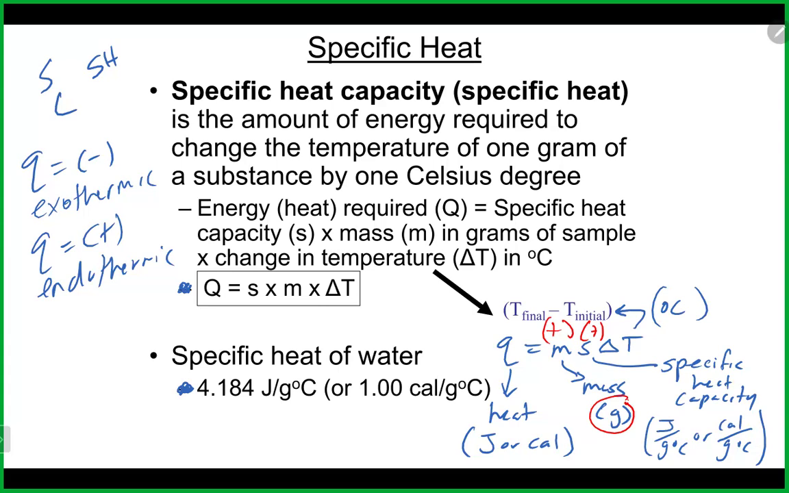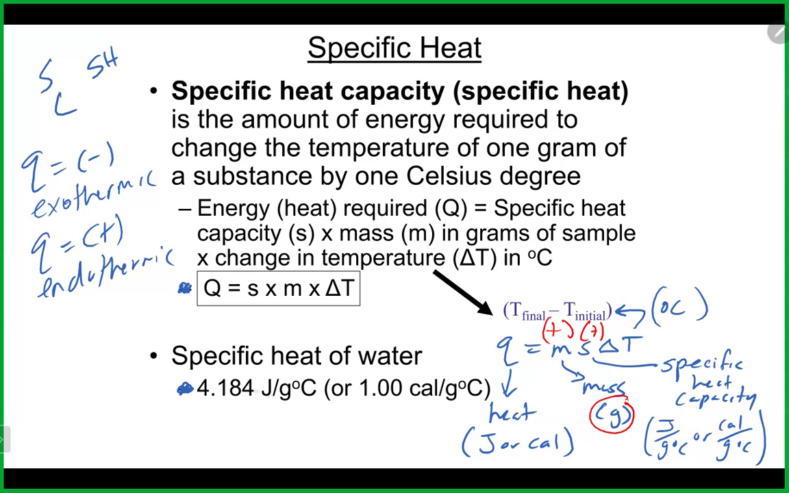Sometimes people are taught to just take the difference of the temperature, not a big deal. But it is a big deal in terms of the Q value, the energy value, that you get. So always do final minus initial. That will make sure that if it should be negative, you get negative, and if it's not, you will not.